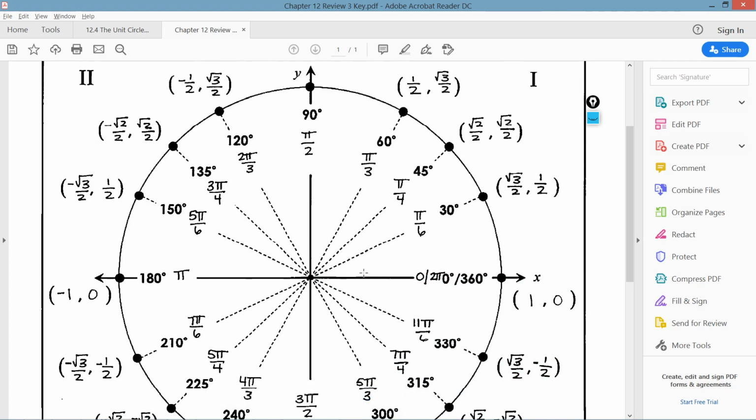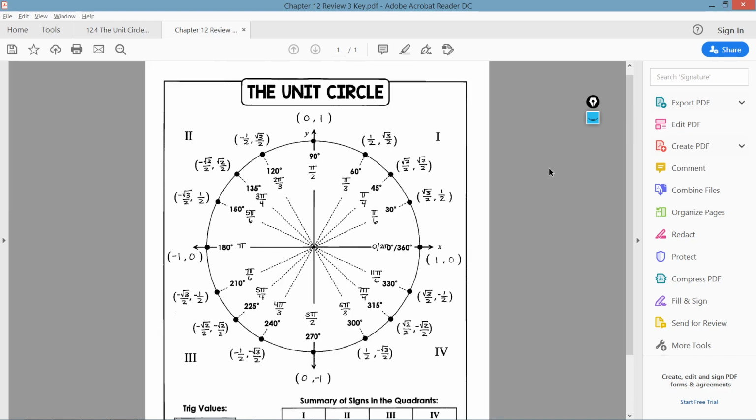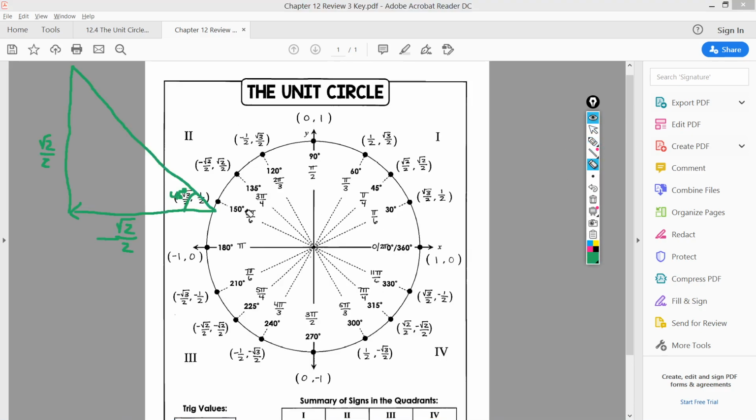So you'll notice here, let me zoom this out a little bit. I think maybe best if I do it this way. When I am at 60 degrees, it's 1/2, root 3 over 2. Well, what about when I'm at 300 degrees? Well, at 300 degrees, look what kind of triangle I make.